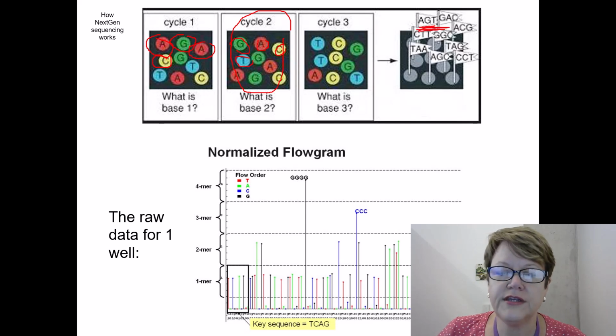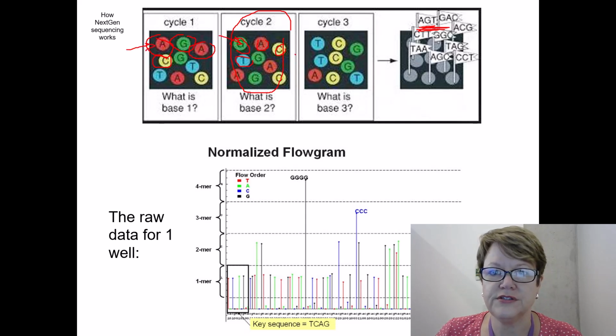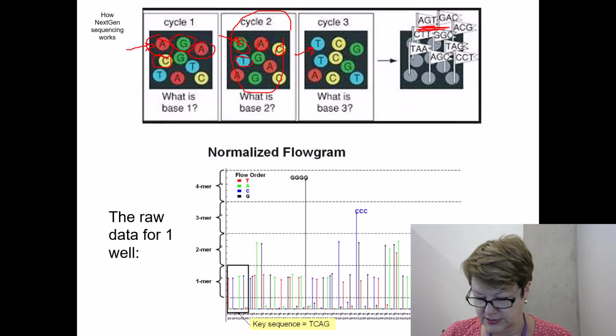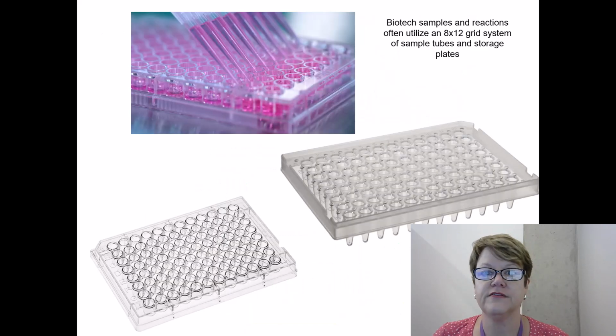So in well 1, it ends up being AGT. You can see in well 1, it is A in cycle 1, G in cycle 2, T in cycle 3. So the computer is keeping track of all these little blinks of light that are happening, and you're getting sequence of typically 96 different fragments of DNA at once.